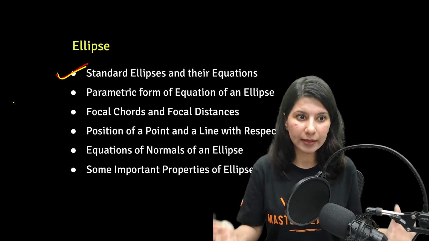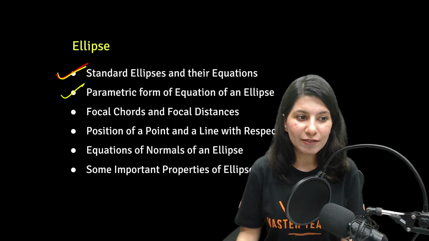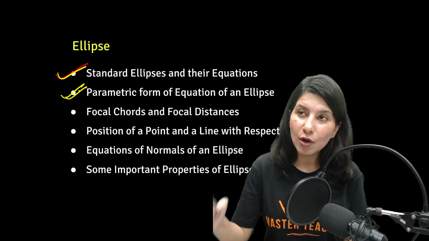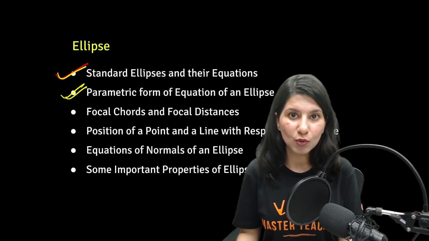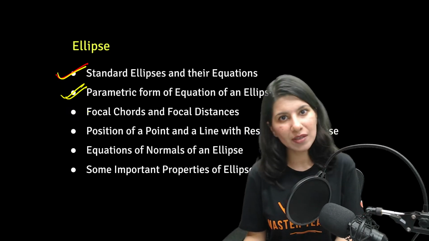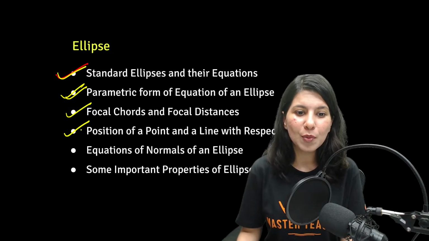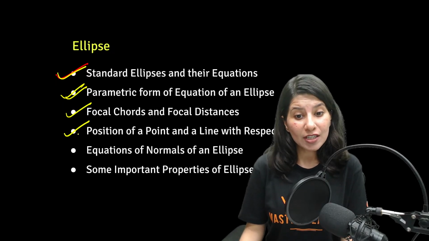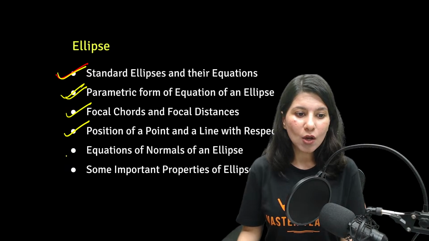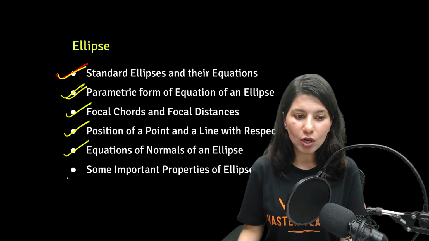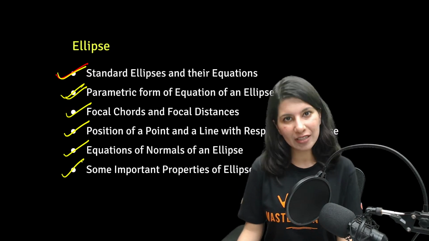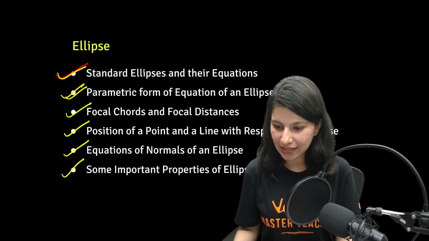normal standard ellipse. Number 2, parametric form. We'll talk about parametric form as we have discussed in parabola also. There was also parametric form. Here also you will see parametric form. Then focal chords, position of a point with respect to a line, with respect to an ellipse. And along with that, tangent, normal, and some important properties of ellipse. This is how we are going to go about today's session.